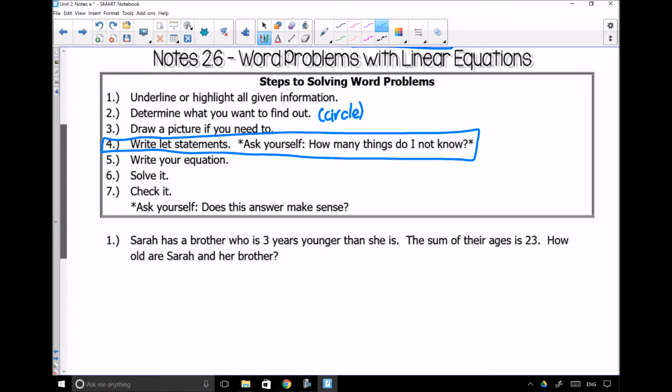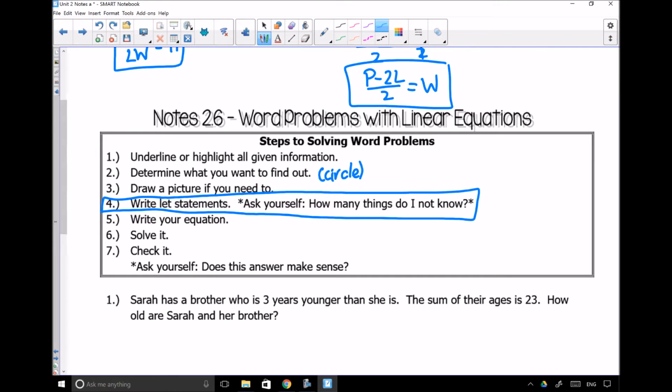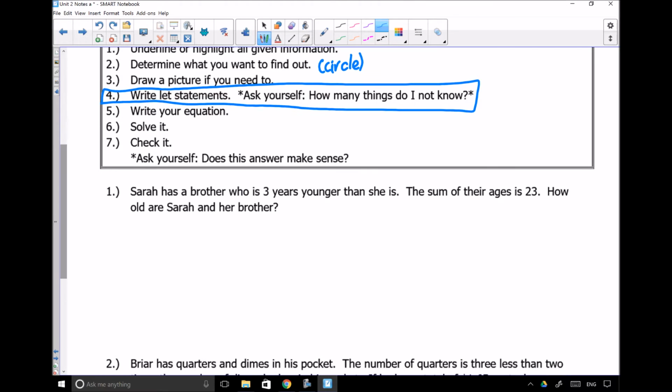Step number 1 says to underline or highlight all given information. So that's what I'm going to do. I'm going to read through it and underline all the information that's important here. Sarah has a brother who is 3 years younger than she is. So 3 years younger than she is is really important. Okay? The sum of their ages is 23. So sum is important, and I'm going to write myself a note that sum means to add. Okay? And the sum is 23. How old are Sarah and her brother?